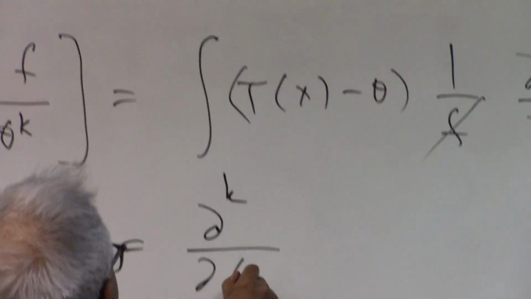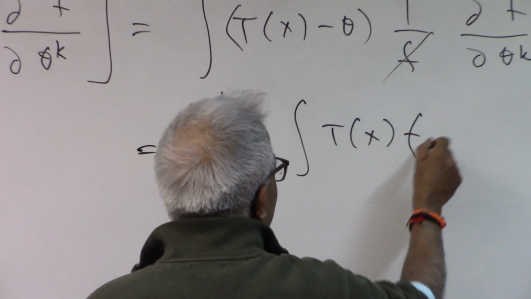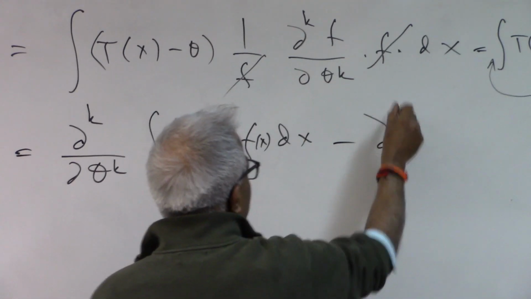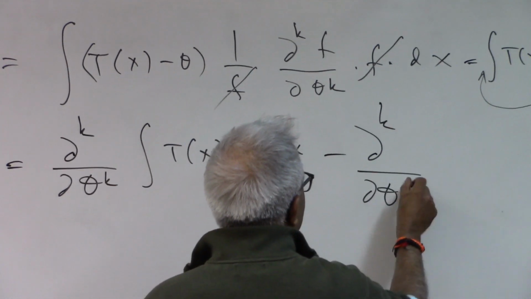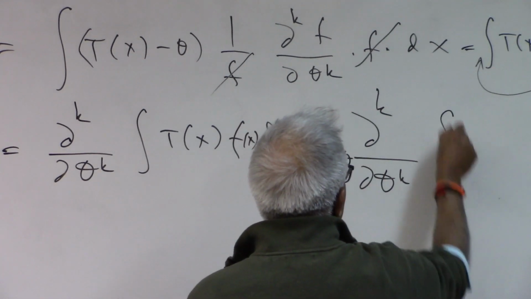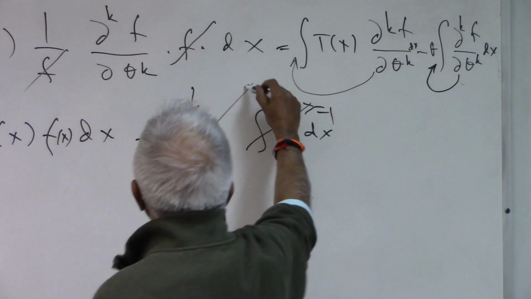So this turns out to be d^k over d theta^k integral of Tx f dx minus d^k over d theta^k of theta times integral f dx. But this integral is 1, so this term is 0.